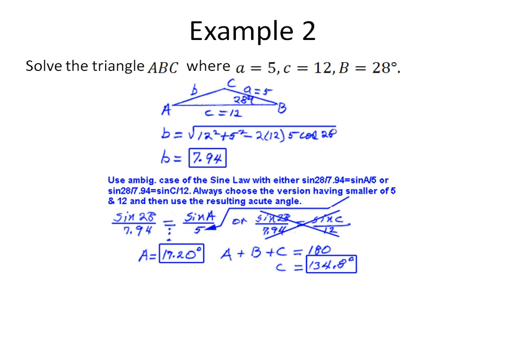So this means that you cross multiply and divide. That ends up giving you that angle A is approximately 17.2 degrees. Okay, you also need to evaluate what sine 28 over 7.94 equals sine C over 12 comes out to, because then that will allow you to figure out what you got. Okay, so A plus B plus C equals 180 gives us approximately 134.8, and that's what angle C has to be. Okay, all right.